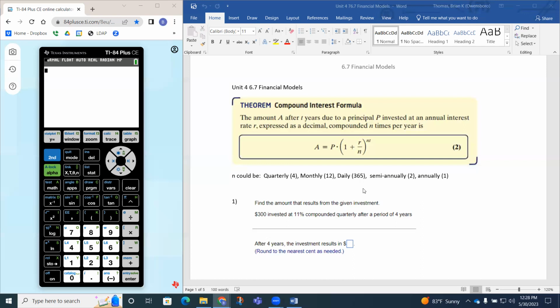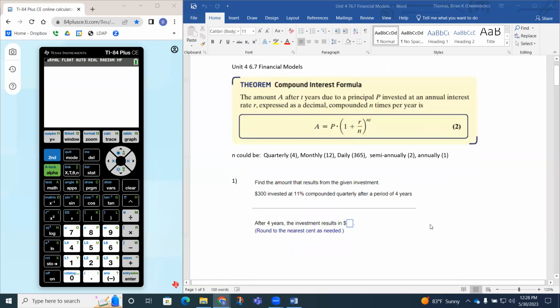So this gets you an introduction into thinking about investing and buying things. Those are the main two things: borrowing money and investing money, and how much can I make off my investment, or how much I have to pay back in interest. So the first question says, find the amount that results from a given investment. You have $300, invested at 11%, compounded quarterly, and the period is 4 years.